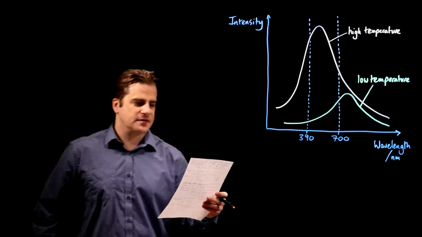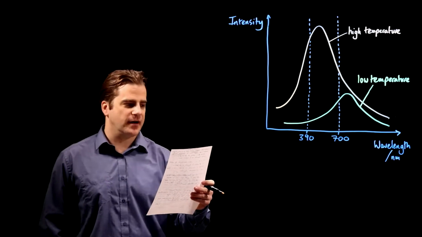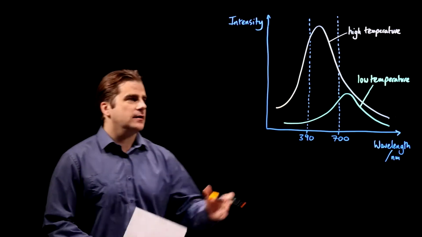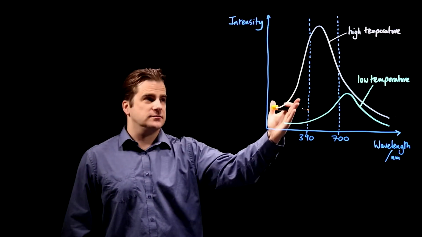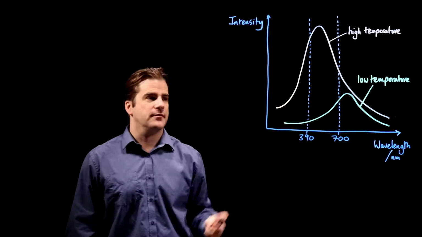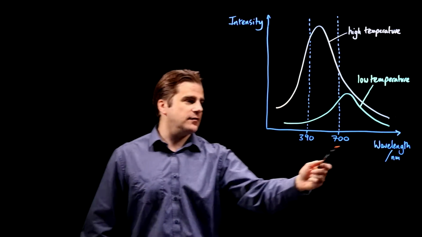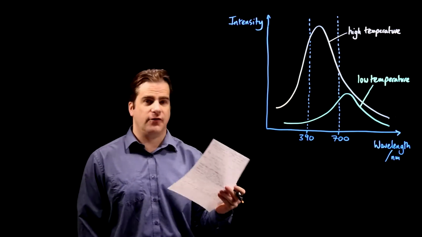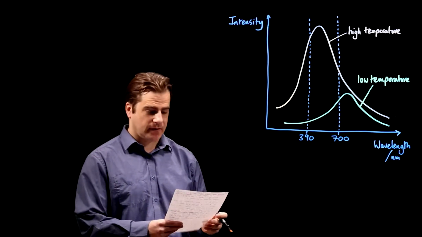Okay, explain why a filament lamp appears brighter and less red as its temperature increases. Now we've been given this diagram to work with. It's the intensity versus wavelength for a filament lamp. And we've got to extract 4 marks out of this.